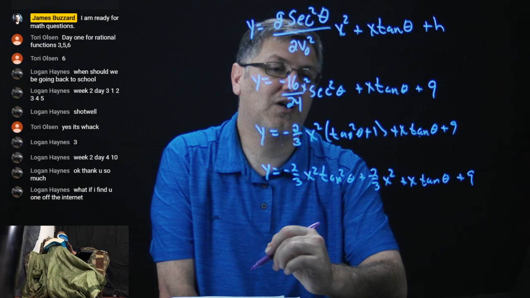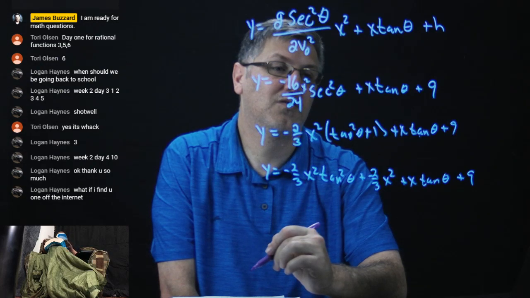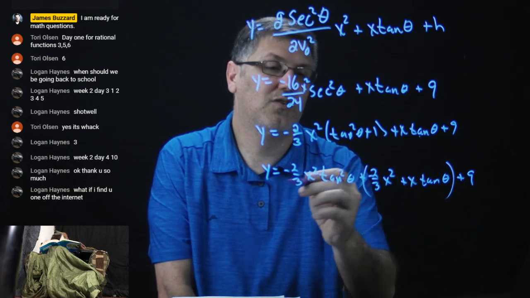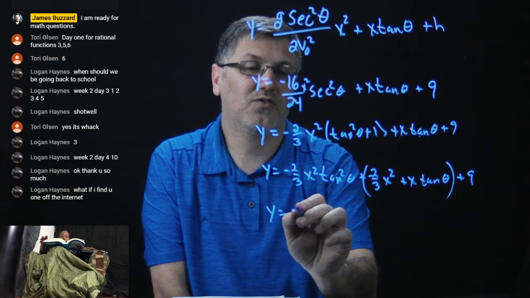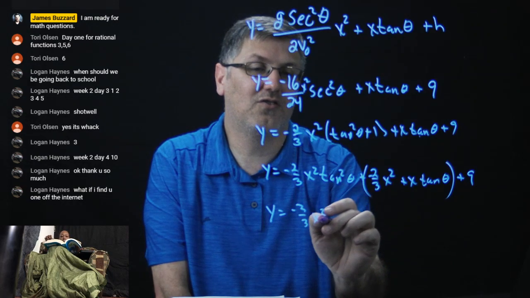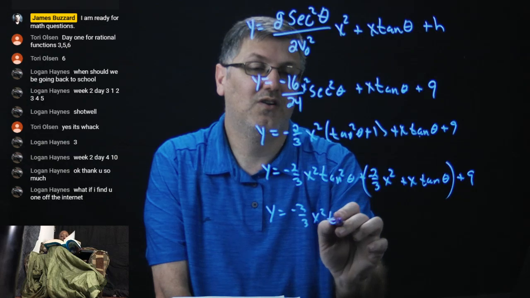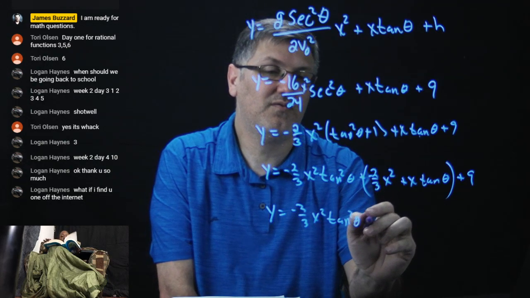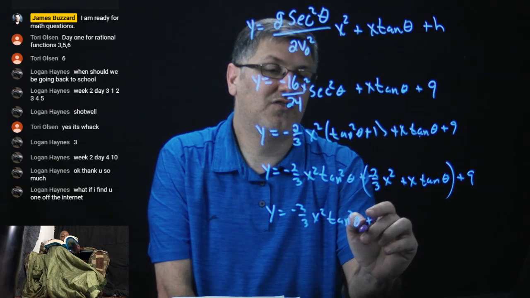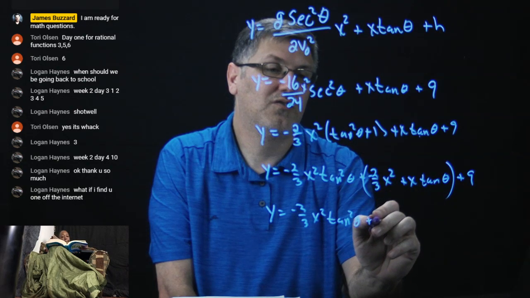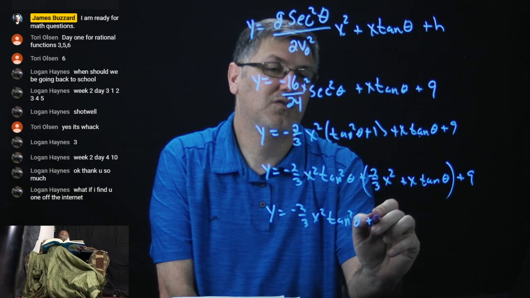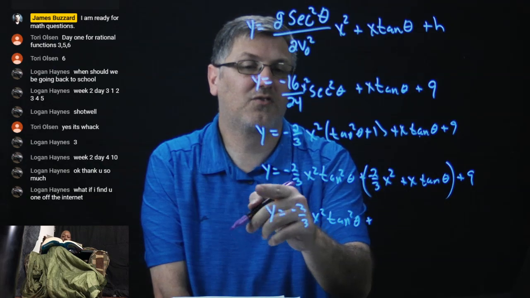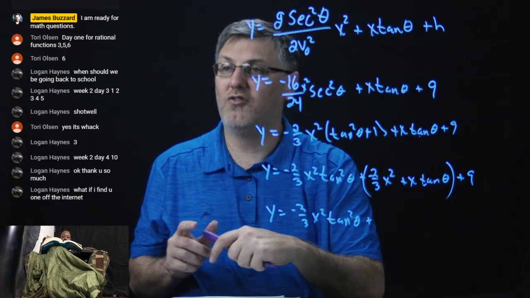What do we got? y equals negative 2/3 x squared. This is how you solve the problem on my semester exam. Tangent squared theta plus... Oh no, I grouped it wrong. The x squared should stay out. But yeah, you get the x squared and then you use the Pythagorean theorem.